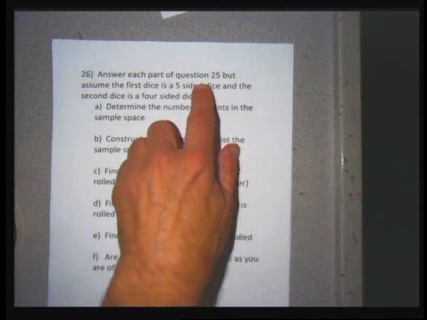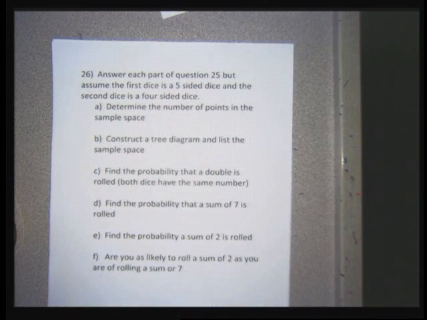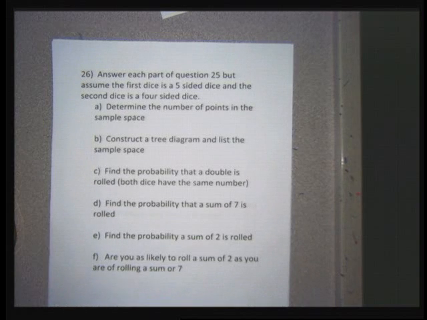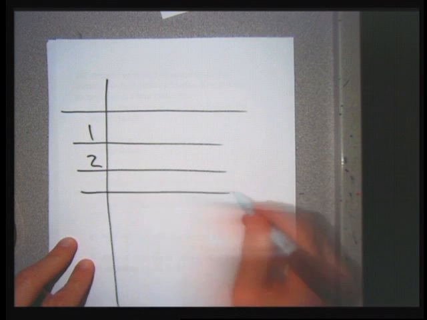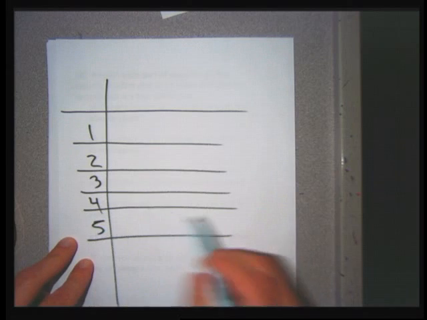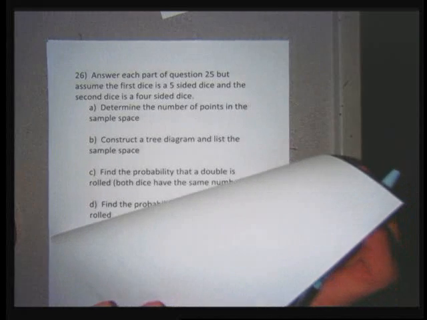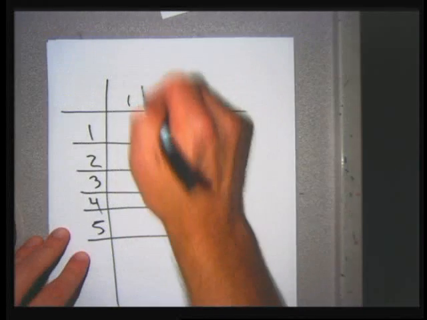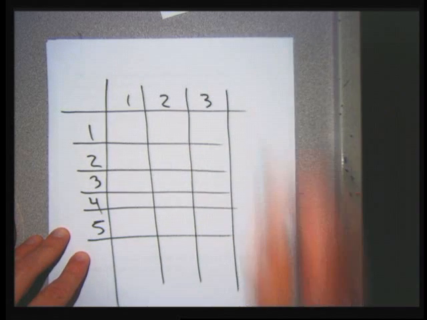Answer each part of 25 except assume the first dice is a 5-sided dice and the second dice is a 4-sided dice. So my sample space is going to look different. My first dice I put here. My first dice is a 5-sided dice, so I'll put the numbers 1, 2, 3, 4, and 5 for my first dice. My second dice is a 4-sided dice, so I'm going to put the numbers 1, 2, 3, and 4.